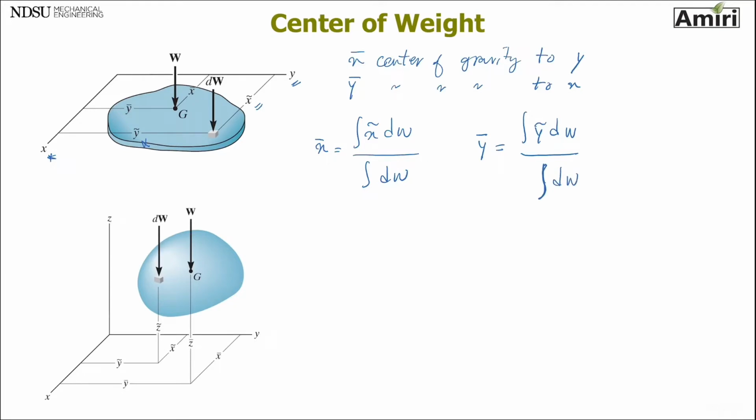Now if I have a 3D body, that potato that we've had before, all I'm doing is adding a z-axis to it. So again, I have x tilde, y tilde, z tilde, and y bar, x bar, z bar. If I repeat the same procedure, I will add a third dimension to what I have: z bar, z tilde dw over integral of dw.